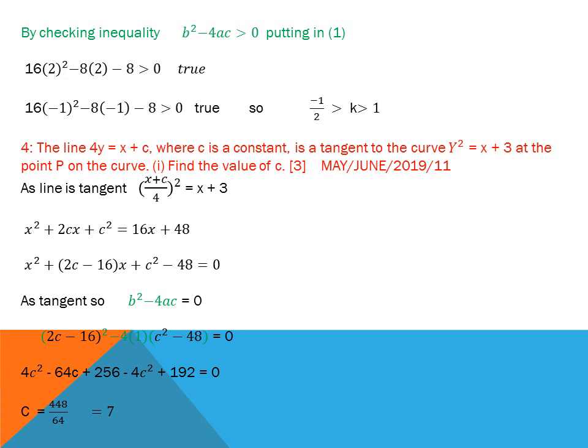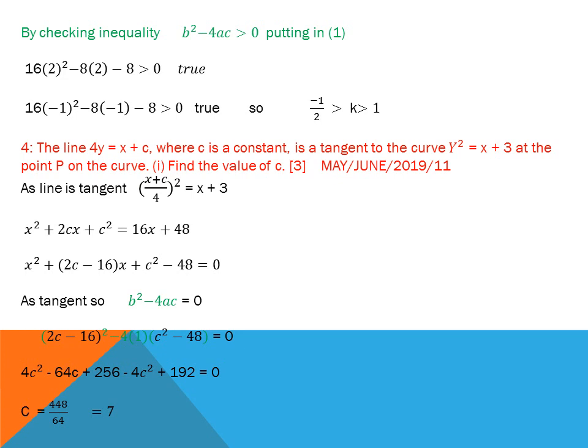Y square is equal to x plus 3 at the point P on the curve. It means tangent cuts the curve, line cuts the curve at P, it's a tangent. Find the value of C here. A line is a tangent, x plus C whole square is equal to x plus 3.